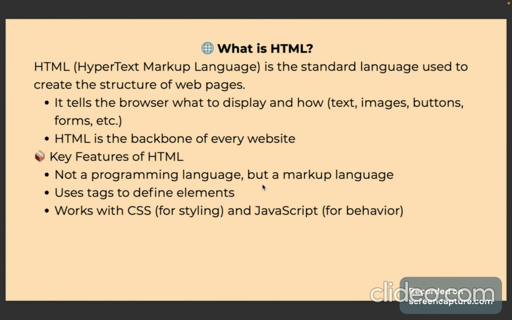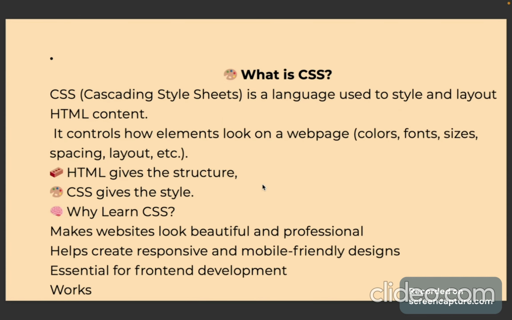So key features of HTML: not a programming language but a markup language, uses text to define elements, works with CSS and JavaScript, right? What is CSS? CSS is cascading style sheets. It is a language used to style and lay out HTML content.